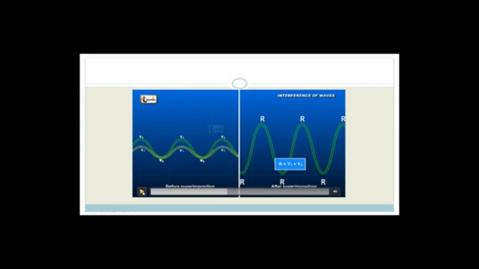So the resultant is R1 plus R2. They're going to take Y1 plus Y2 at this point, and that'll give us a resultant there. And they're going to go Y1 plus Y2, and you'll notice it's lower there as well. So if we added up these two, we'd end up with a resultant amplitude up there. And if we added Y1 plus Y2, then you ended up with a big resultant at the bottom.